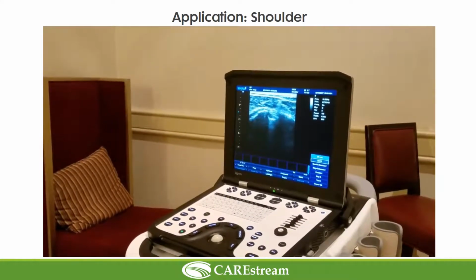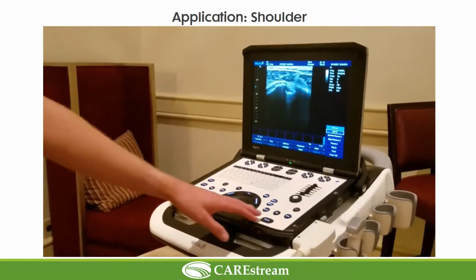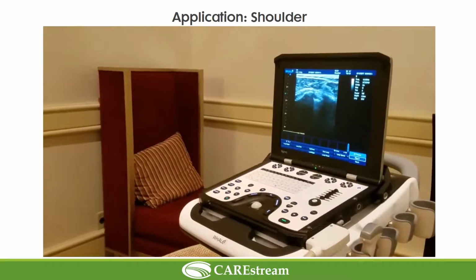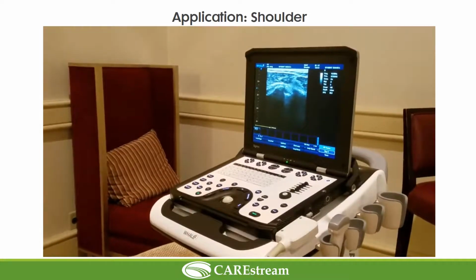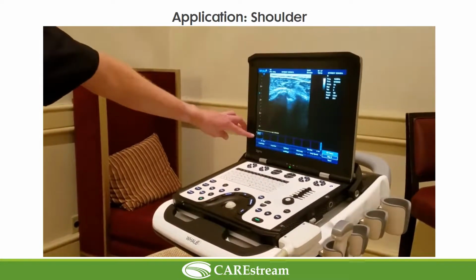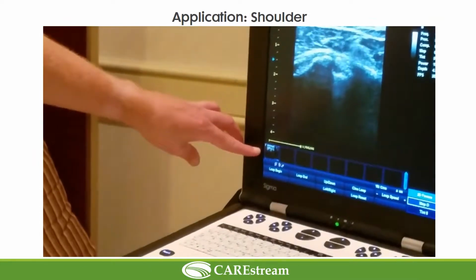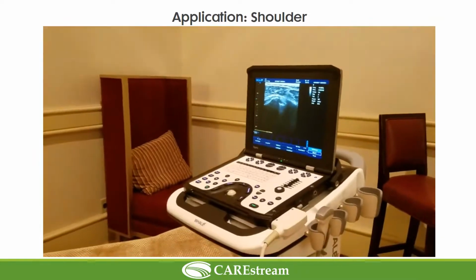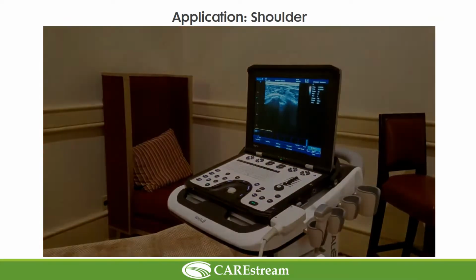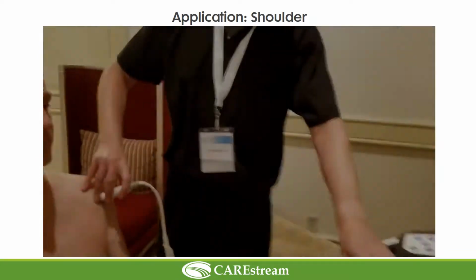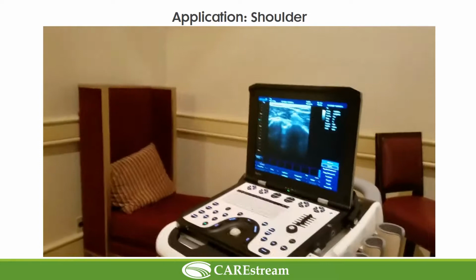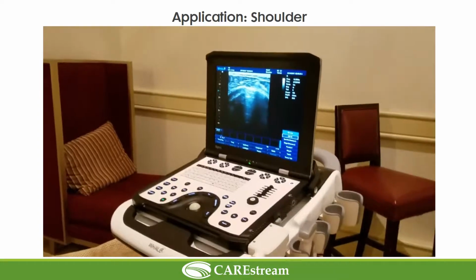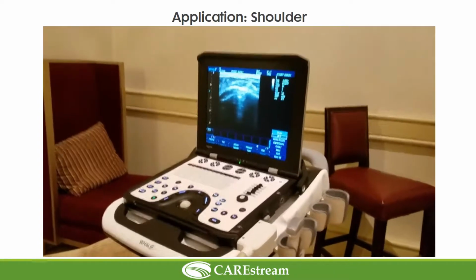Okay. I'm going to save the image, so press freeze, and then we want to save, which is the store button, and then there's a thumbnail of the image that we just created. So that's scan number 1, transverse biceps. So here we are scanning our biceps tendon, and we have a nice patient here. The anatomy comes through pretty clearly.